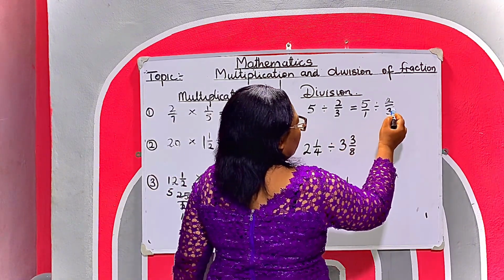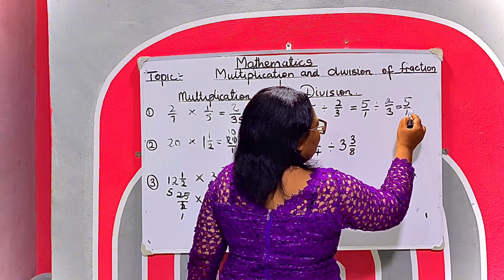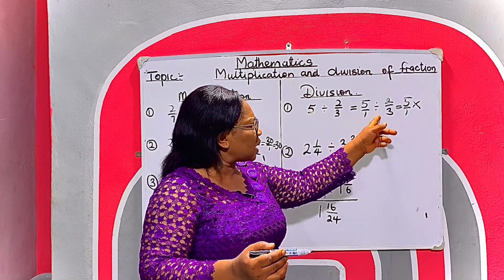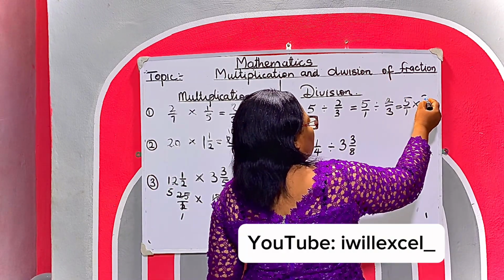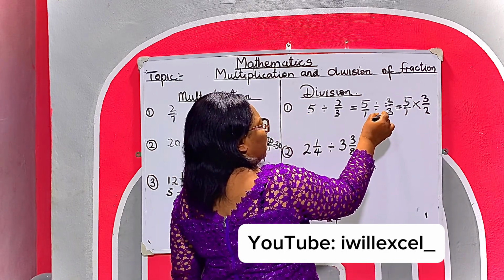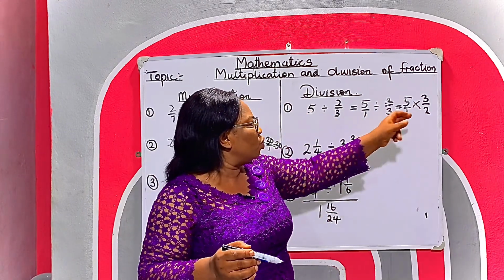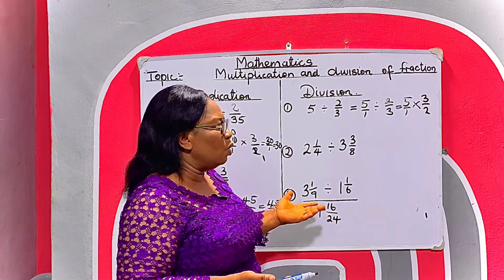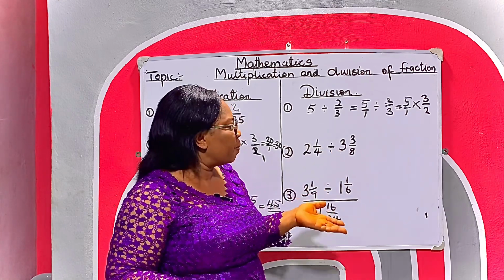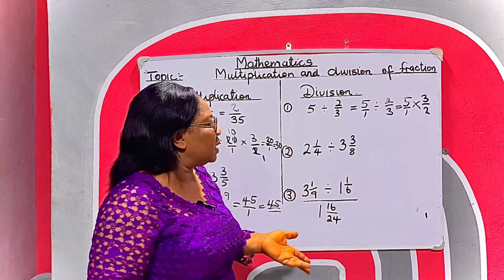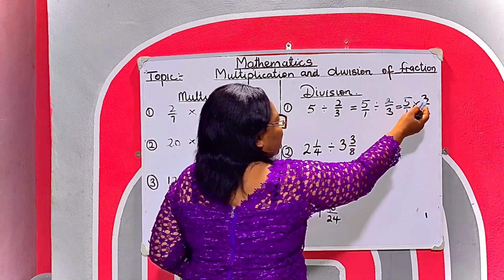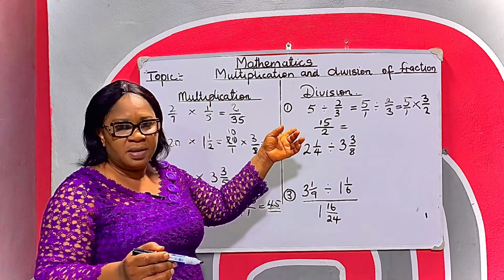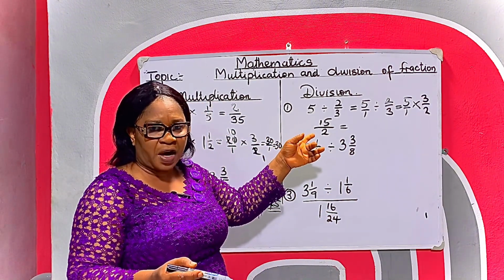So we have 5 over 1. You put multiplication sign. And immediately you put multiplication sign, you turn this one, 3 over 2. You must turn the fraction following. So when you turn the fraction following, you can now look for what to divide up and divide down. And when you look at it, nothing can divide up and divide down. So I multiply out. 5 times 3 will give me 15. 1 times 2 will give me 2. Can you see? It is improper. And you don't leave your answer in improper fraction.